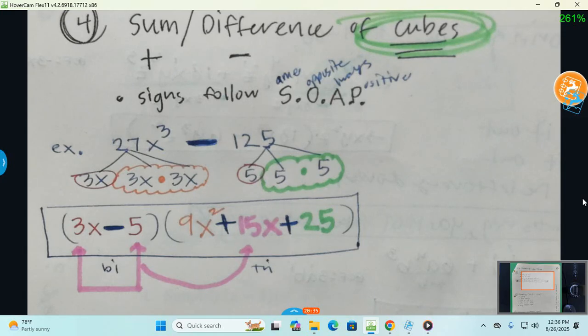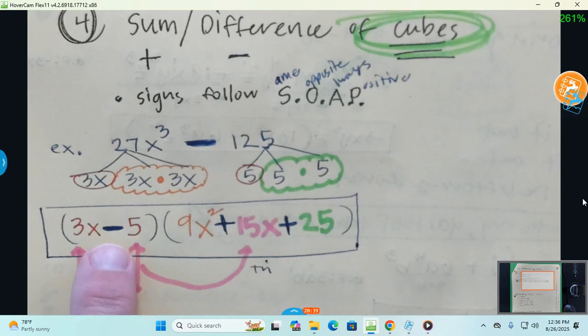It works the same exact way if it's an addition. Just watch for your signs. So if this had been an addition, it would have been plus, minus, plus. It's always positive at the end, but the first two signs alternate.